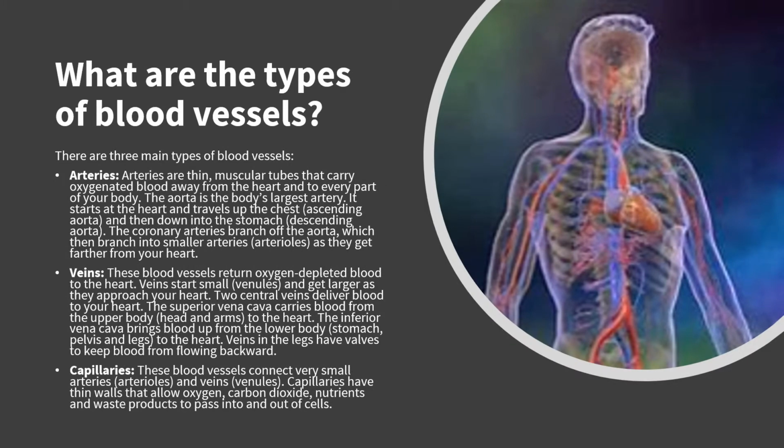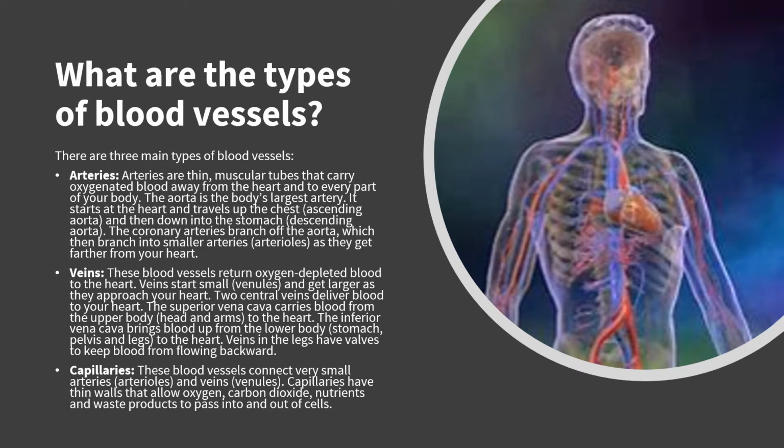What are the types of blood vessels? There are three main types of blood vessels. Arteries. Arteries are thin muscular tubes that carry oxygenated blood away from the heart and to every part of your body. The aorta is the body's largest artery. It starts at the heart and travels up the chest, the ascending aorta, and then down into the stomach, the descending aorta.